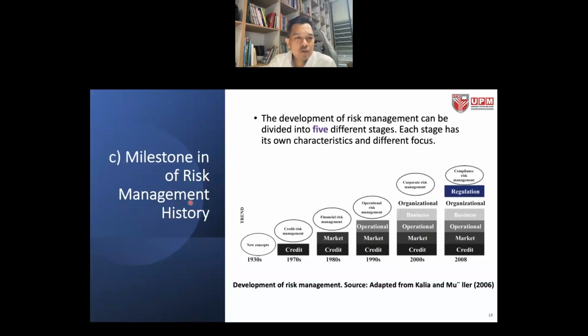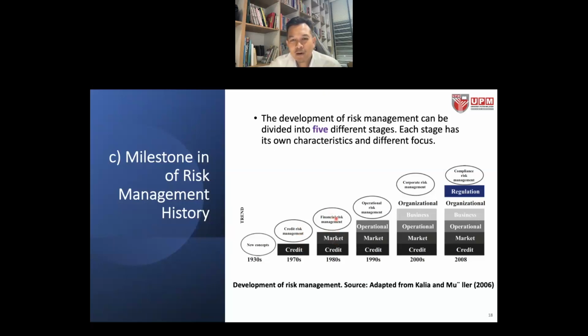Right. In terms of the milestones of risk management history, the development of risk management in general is divided into 5 different stages. If we look at the history from the 1930s until now, risk management has evolved. For example, in the early 1970s, we only had credit risk management. Okay. Thank you, Izwan, so for Malaysia CAM CAT 19 or something like that, just now.